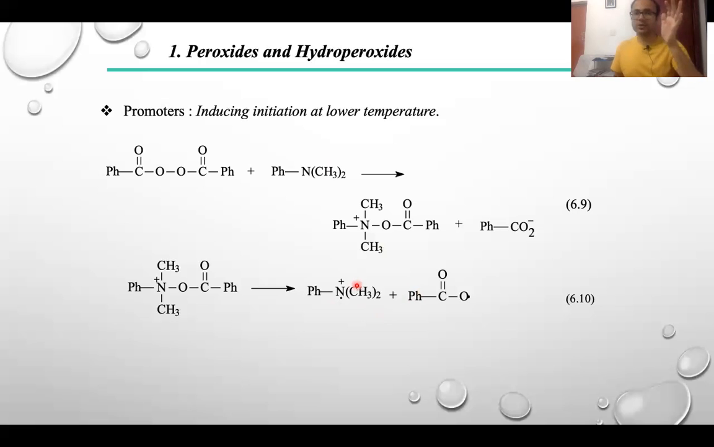So I hope you understood our first type of free radical initiator that we use, that is the peroxide radical and the hydroperoxide radical. And this is the most commonly used radical for the free radical polymerization. Okay, so we'll discuss more of these radicals in the coming video.